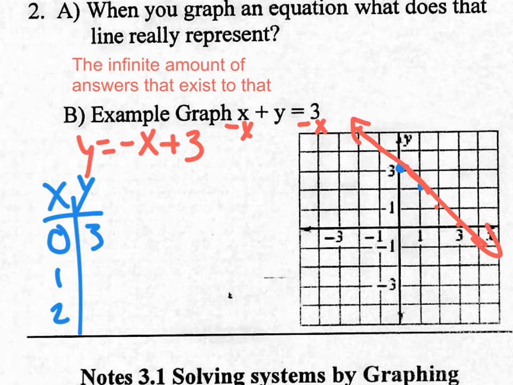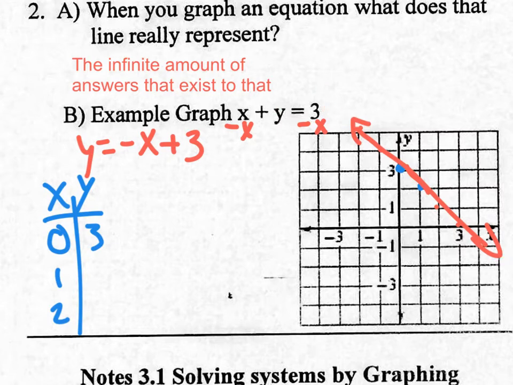And the reason why we put arrows on it is because there's really an infinite amount of answers that'll fit in here. Like I said, 100 will fit in the X, -97 will fit in the Y. 50 could fit in the X, -47 could fit in the Y. That would give you a true statement, 3. So that's why we put arrows on here, right?